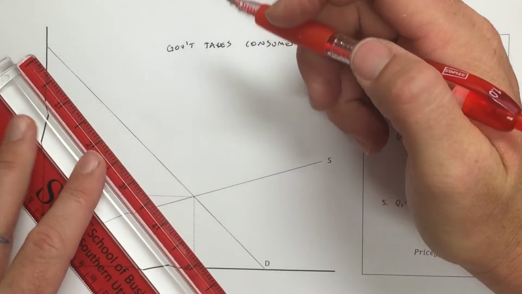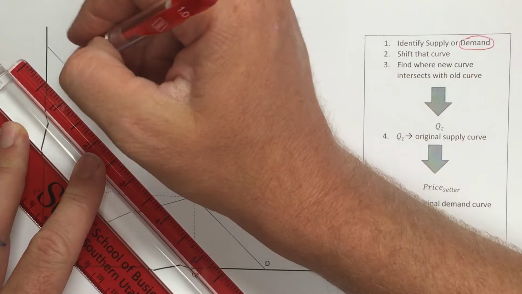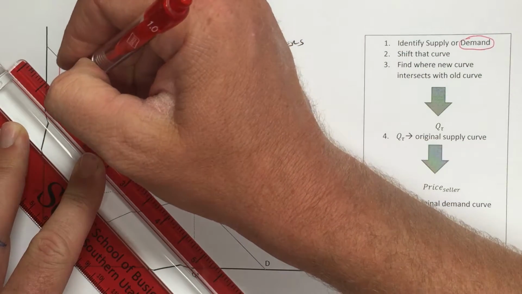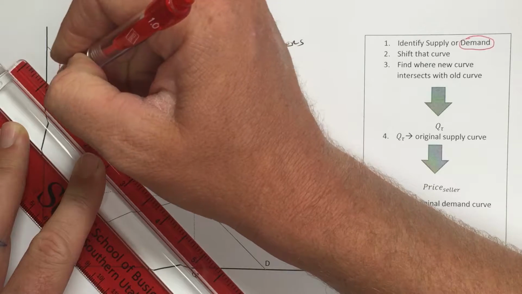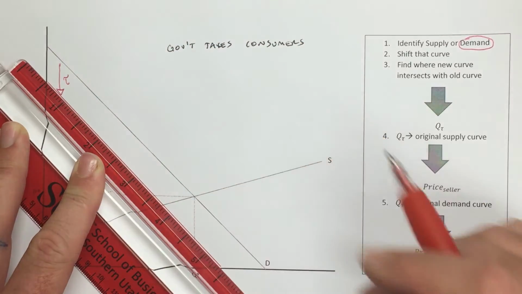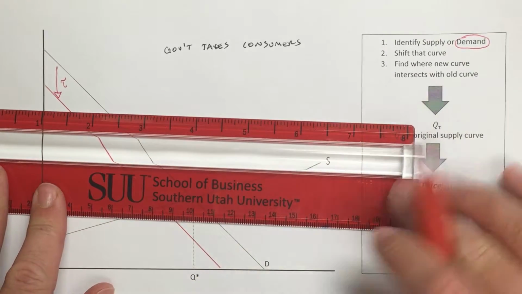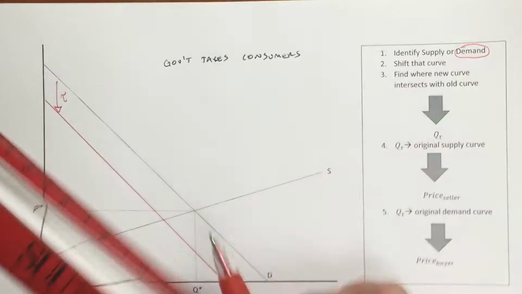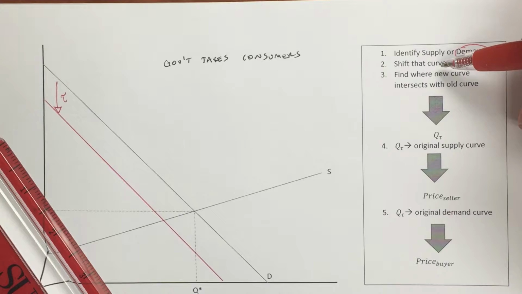So we're going to take our demand curve, and we're going to cause our demand curve to shift down by the size of the tax using our School of Business ruler, SUU, School of Business, where dreams come true. That is going to be step 2.